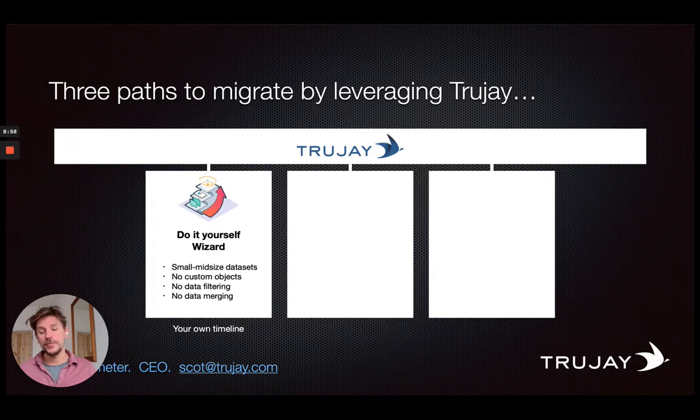All right, so 3 paths to migrate by leveraging Trujay. First is the do-it-yourself wizard. We have an app online. It's connected to Salesforce and HubSpot. It's connected to most of the standard objects that are available in Salesforce. And you can do this yourself. We recommend this for smaller to mid-sized businesses. There's not a lot of transformation that has happened. So you're really more or less looking for a mirror of what Salesforce was and pushing it into HubSpot.